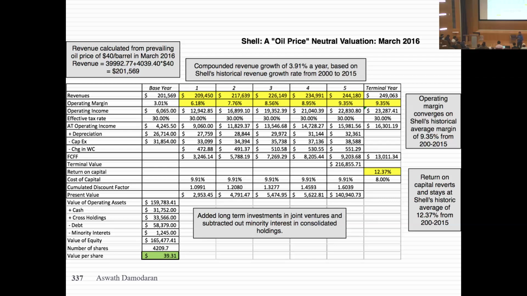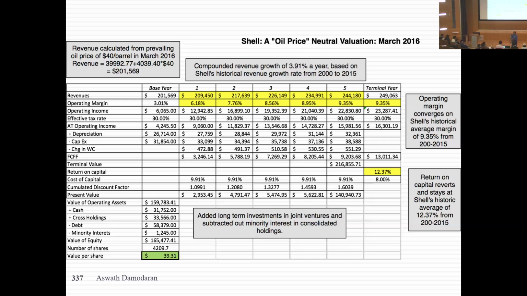So I basically projected out revenues and earnings, not assuming oil price will rise, but that they would stay at $40 and go up at whatever the forward market is, which is going to be roughly equal to the inflation rate. So it's an oil price neutral valuation of Royal Dutch. The value per share I got was $39. And I presented this to the Royal Dutch Finance Group in Houston. And of course, these people are immersed in oil and oil prices. And they said, this is so unfair.